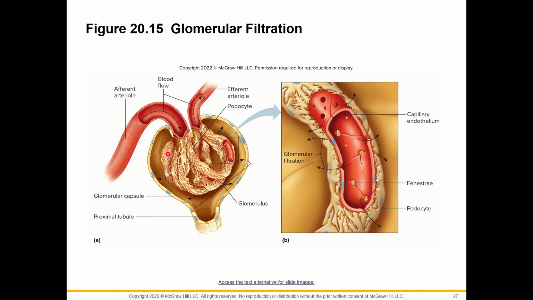So this shows the glomerular capsule and the glomerulus. And it's going to go down into the proximal tubules. Here are the fenestrae, which are the pores that allow the capillaries to be more permeable.